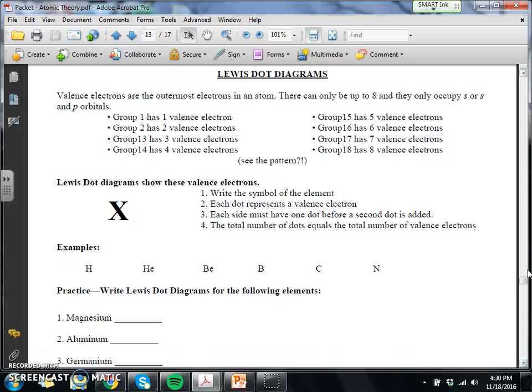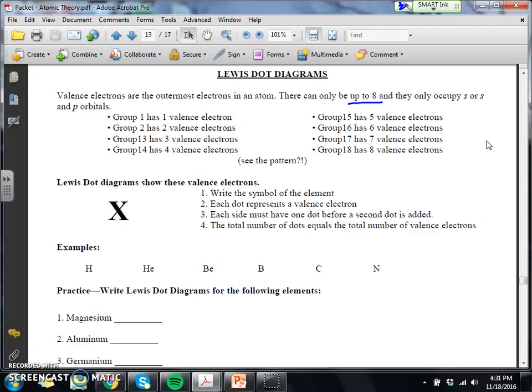Okay guys, we're now going to talk about Lewis dot diagrams. Now, Lewis dot diagrams include valence electrons, which is something that we talked about before, okay? We talked about how valence electrons are the electrons on the outer energy level, which is the definition given in your notes, okay? And according to a particular rule, which is called the Octet Rule, they can only have up to 8, okay?